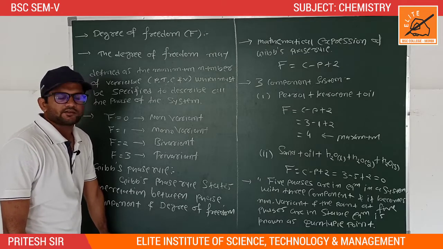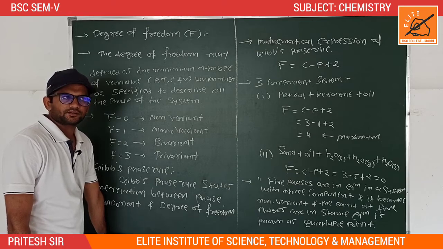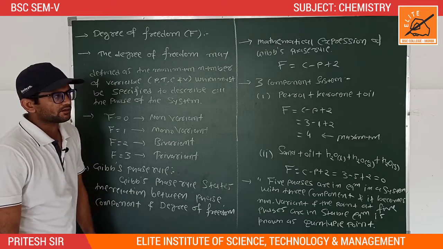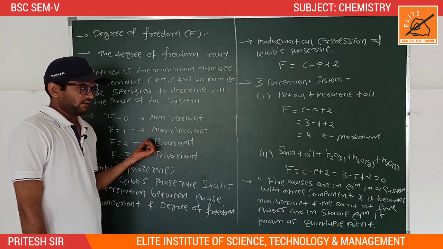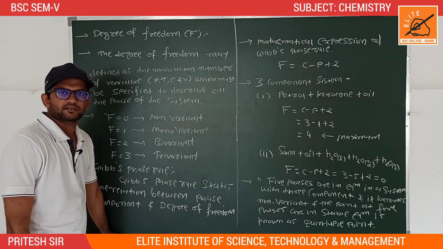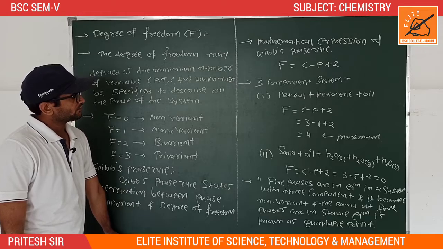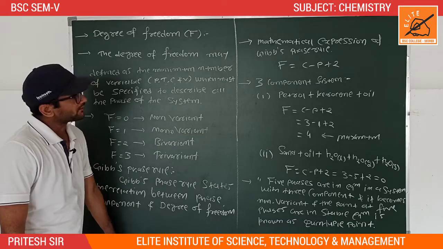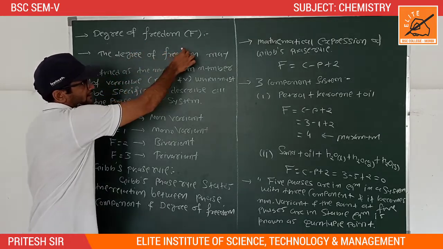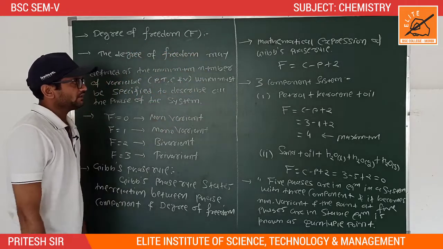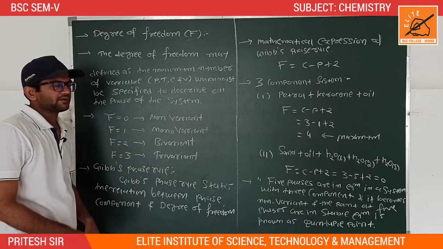Okay. So in our previous lecture we discussed three main basic definitions. First one is phase, second one is components, and last one is chemical constituents. So today I will discuss one more basic term, that is degree of freedom, and it is denoted by capital F. So first, what is the meaning of degree of freedom?